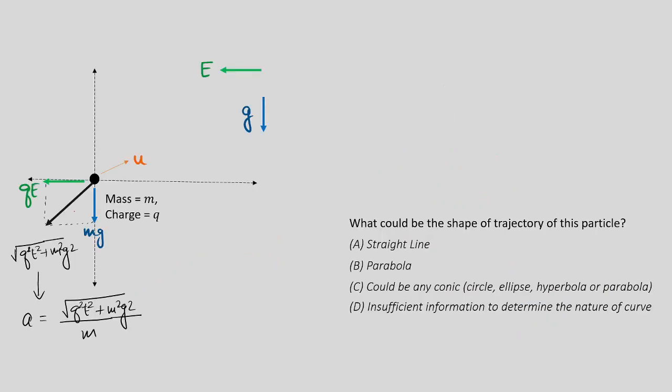So let's come to this question once again. We have these two forces acting here, and the resultant is here, and then the net acceleration is in this direction. We are not sure about what these values are. So we don't know whether the net acceleration will align itself in the direction of u or not, actually in the opposite direction of u or not. So because of this, what could be the shape of the trajectory of this particle, we should go with straight line and parabola both. Thank you.